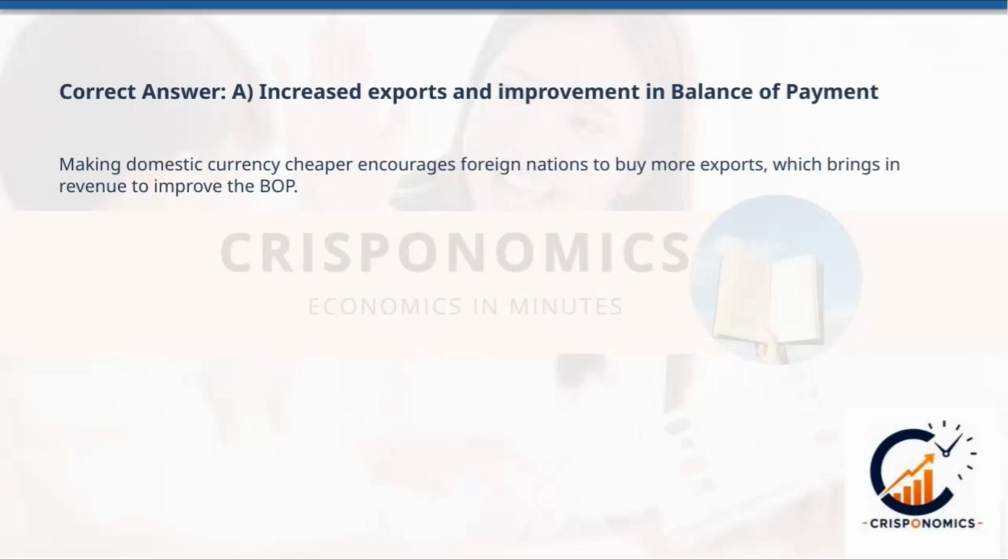When a country makes its own currency cheaper, it becomes more attractive for other nations to buy its exports. This boost in exports brings in more money from abroad, which helps improve the country's balance of payments. Simply put, cheaper currency encourages more sales overseas, leading to increased revenue and a healthier economic position. This is why we often see currency adjustments as a tool to support trade and strengthen financial stability.